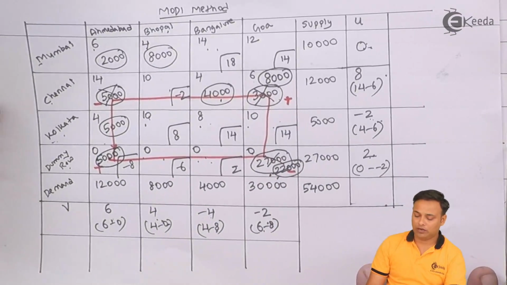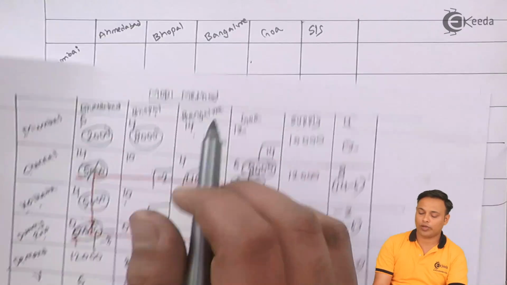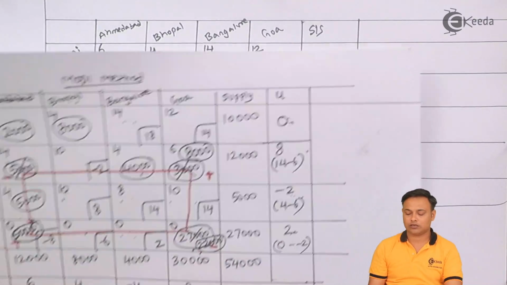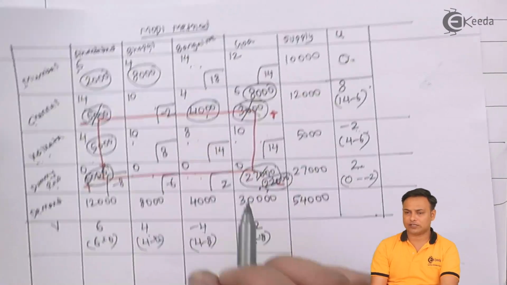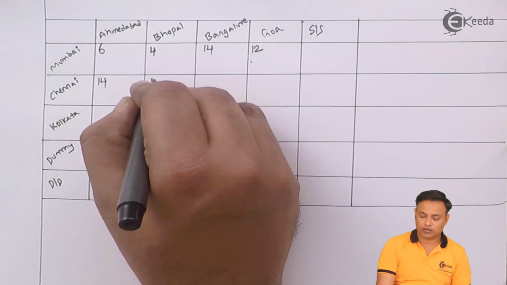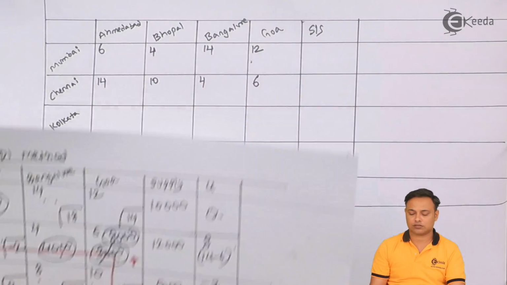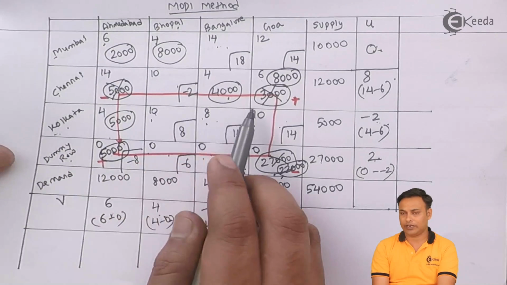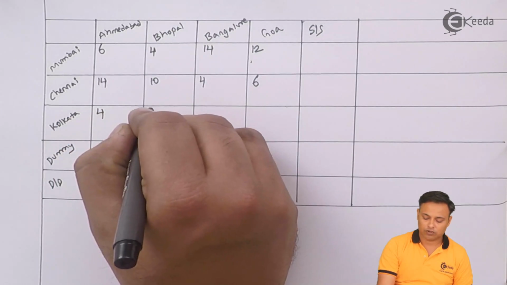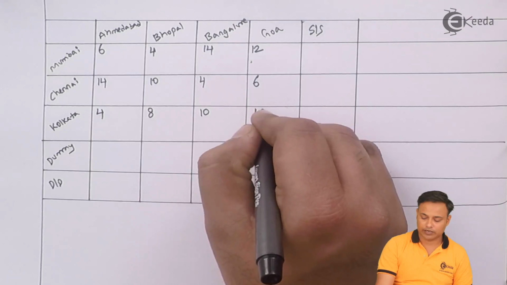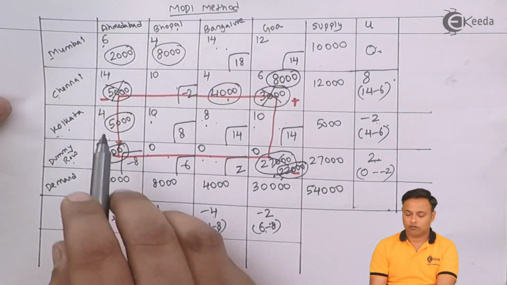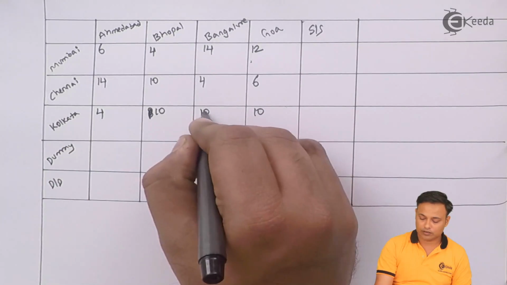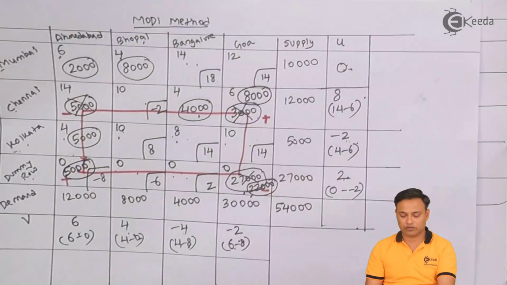So let's copy the whole table. 6, 4, 14 and 12. 14, 10, 4 and 6. 4, 10, 8 and 10. 4, 8, 10 and 10. 4, 10, 8 and 10. Just be careful with the numbers.